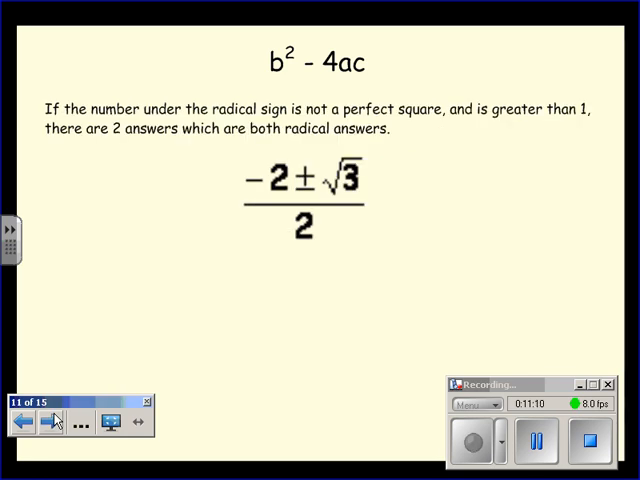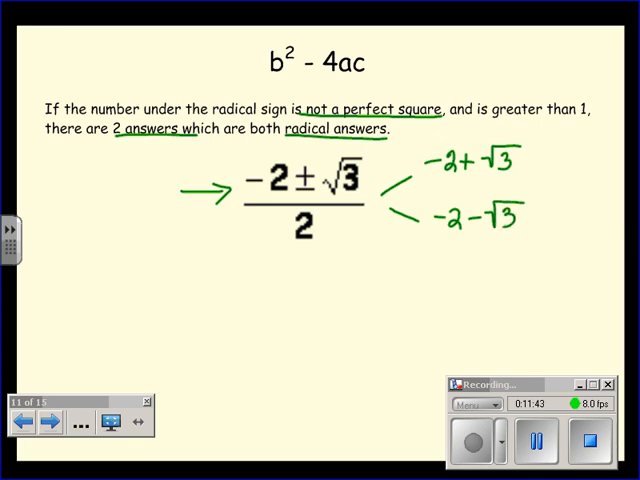Now, if the number under the radical is not a perfect square, we're still going to have two answers, but we're going to end up with a radical answer. So if I had a quadratic equation and I plugged all of the information into the quadratic formula, and as I simplified, this is what I ended up with, negative 2 plus or minus the square root of 3 over 2. I actually have two equations here. I have negative 2 plus the square root of 3, and I would have negative 2 minus the square root of 3, both over 2.